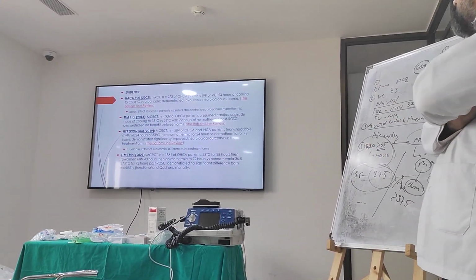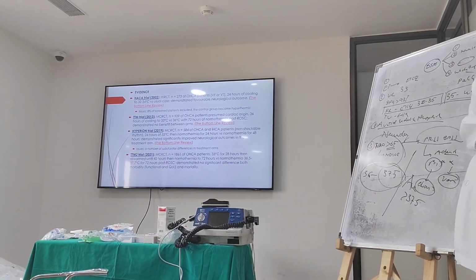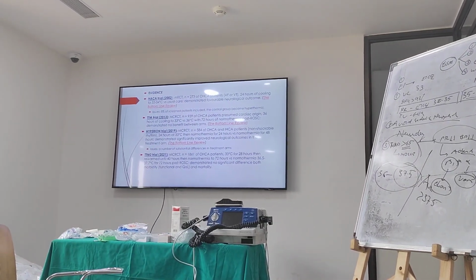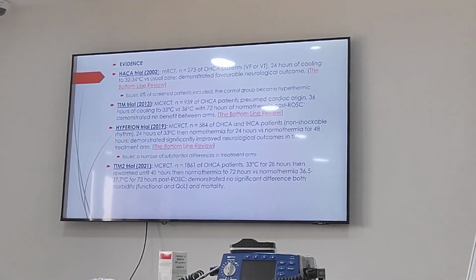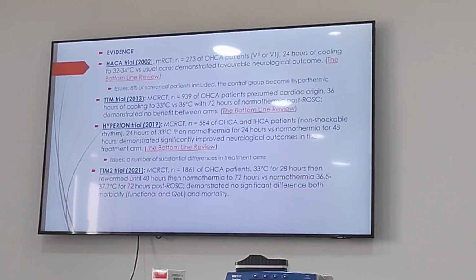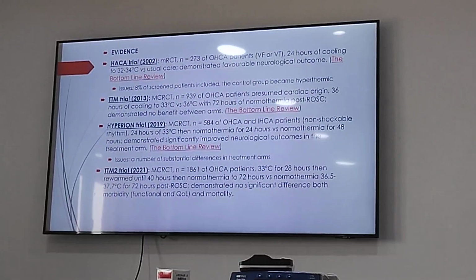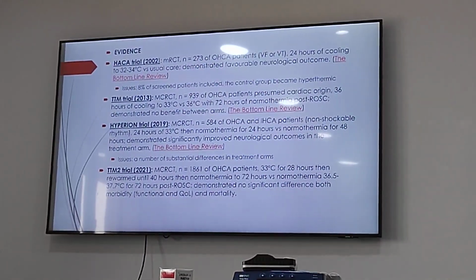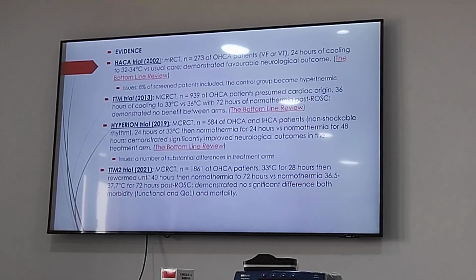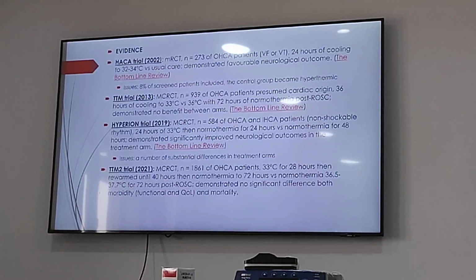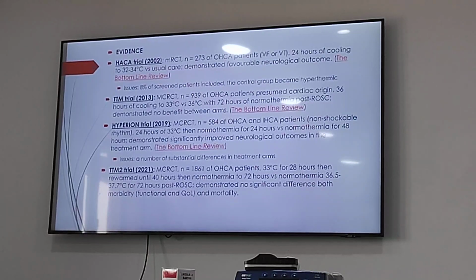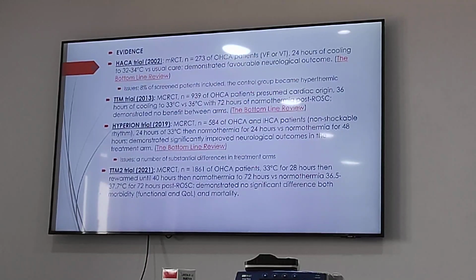Yeah. So these are different trials that have been done regarding targeted temperature management. First, in 2002, there was the HACA trial that was done with out-of-hospital cardiac arrest patients. They took two groups of patients with 24 hours of cooling. One was kept at 32 to 34 and the other at normal temperatures. So this demonstrated that keeping at lower temperatures had favorable neurological outcomes.